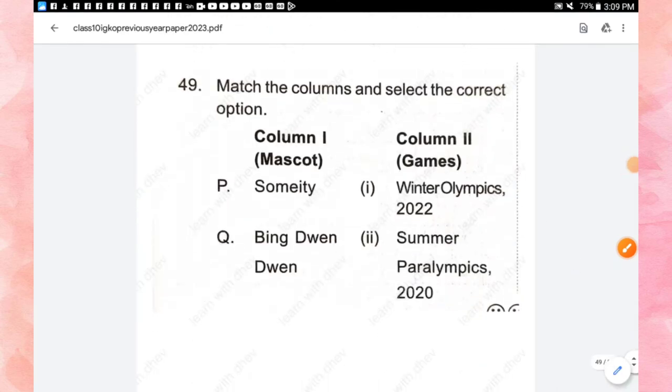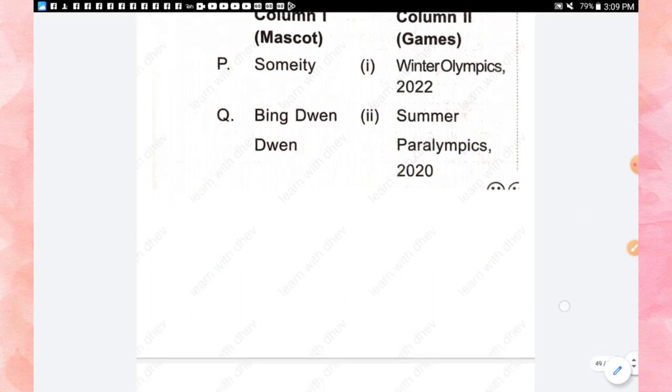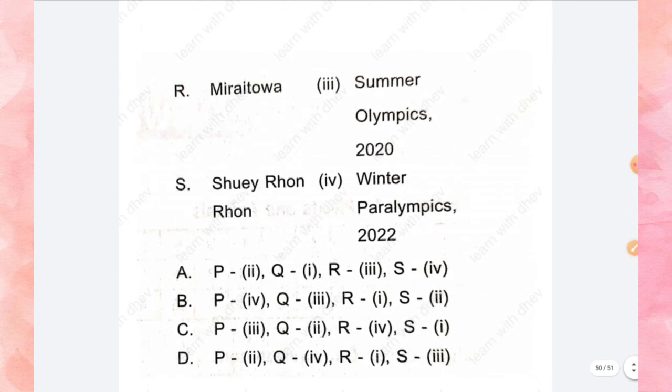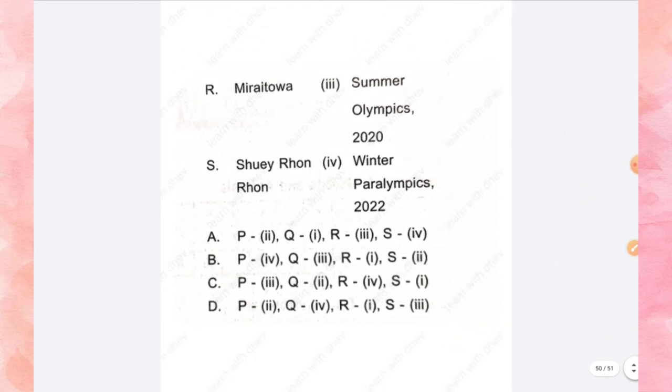Question number 49, match the column and select the correct option. In column 1, the name of the mascot is given. In column 2, the name of the games is given. Option P is Soomaiti. Option Q is Bing Dwen Dwen. Then option R is Miraitowa. Then option S is Shuey Rhon Rhon. Right.